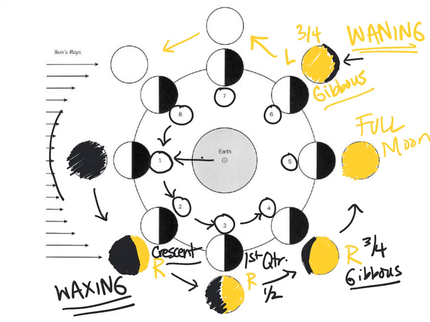Then I have my last quarter. So I have half of it illuminated. I am going to shade in the other half, as the curtain is closing on half of that. So it is half, which is called our last quarter or our 3rd quarter. Okay, once again, left-hand side.